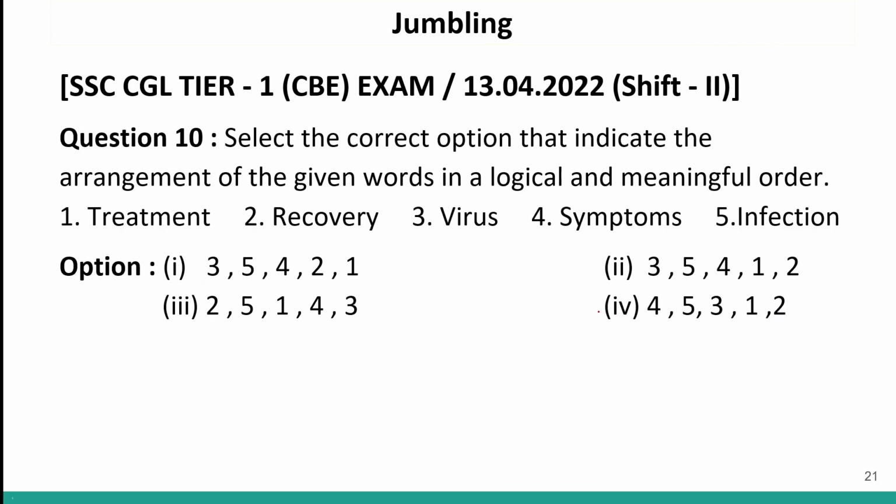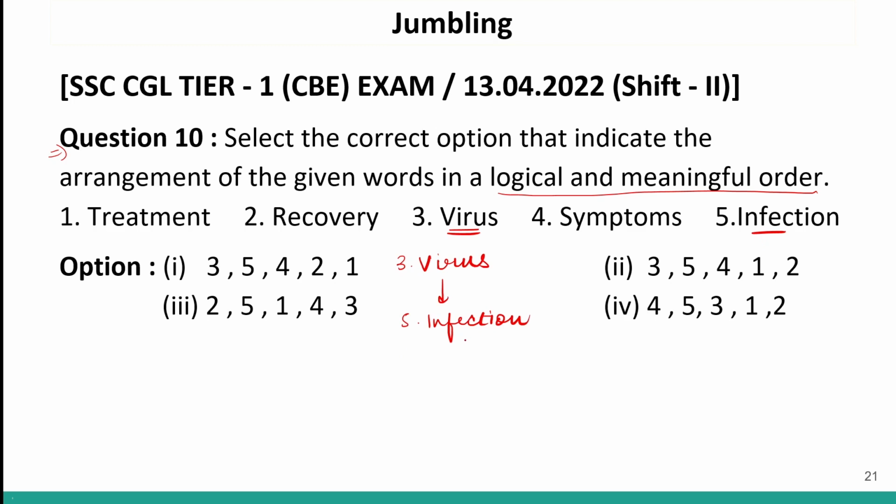Okay? Now, again, question number 10, we have to arrange them in a logically meaningful order. So we have 5 words: treatment, recovery, virus, symptoms, and infections. So the first thing that you'll get is a virus, right? The first thing that you get is a virus. When you get a virus, you get an infection, right? The second logical thing will be infection.